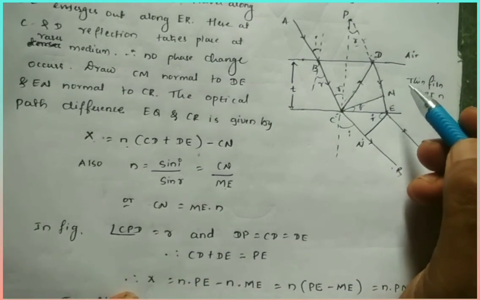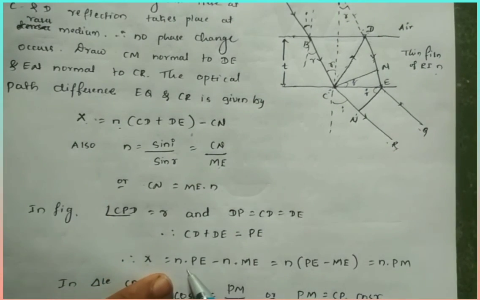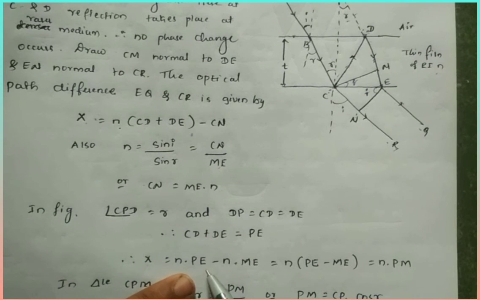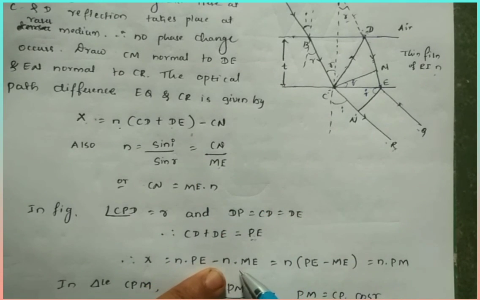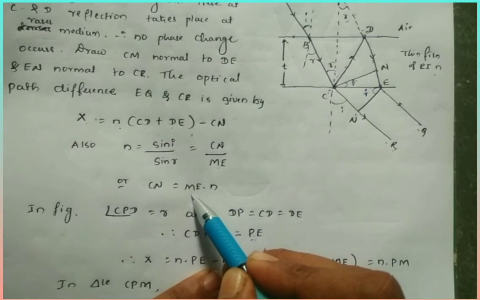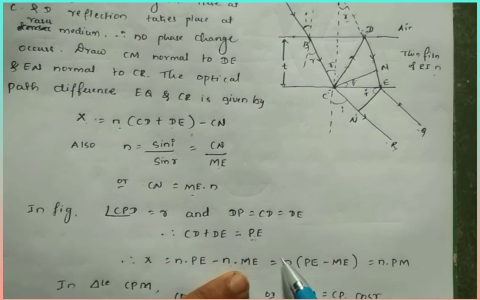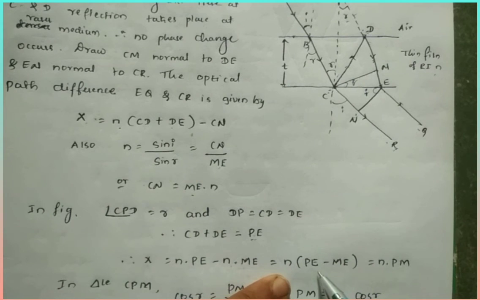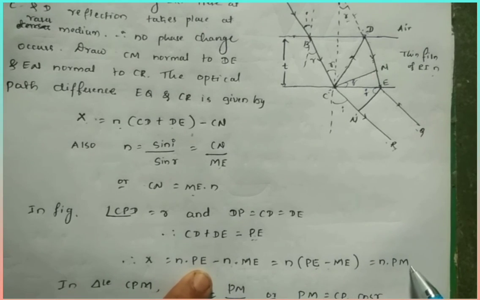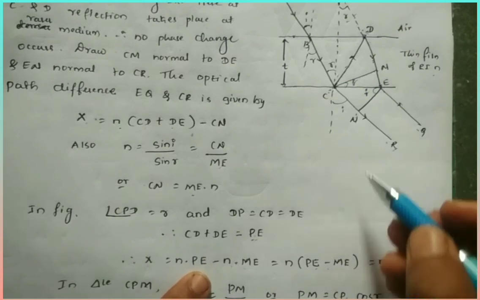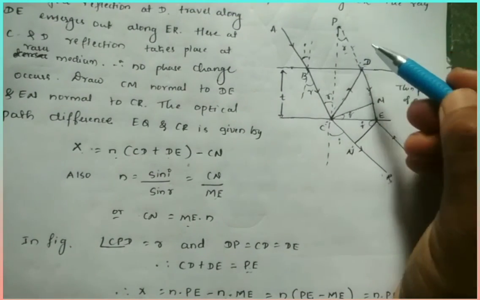So therefore x equal to n dot P, because here CD plus DE equal to P. So I put the P value here. So n dot P minus Cn, here you got ME dot n. So n into n is common, so take n outside, the remaining term is P minus ME, which equals PM. So P minus ME, here you have to observe PE minus ME.